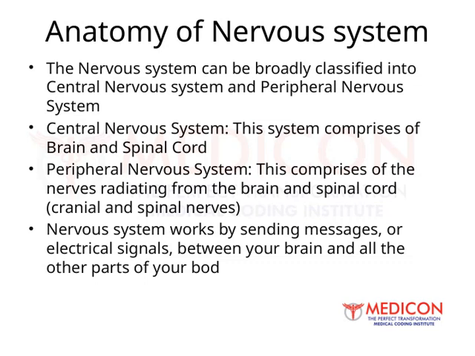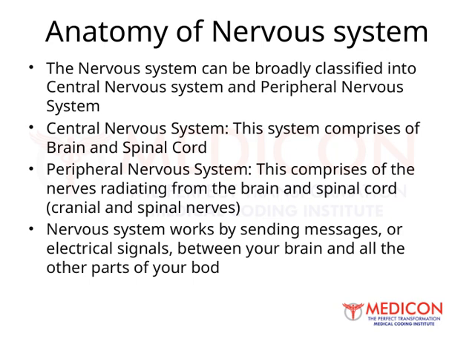Let's take a closer look at the anatomy of the nervous system. The nervous system can be broadly classified into two main parts: the central nervous system and the peripheral nervous system. The central nervous system, or CNS, includes the brain and the spinal cord. These are like the command center and relay station for all the information in your body.